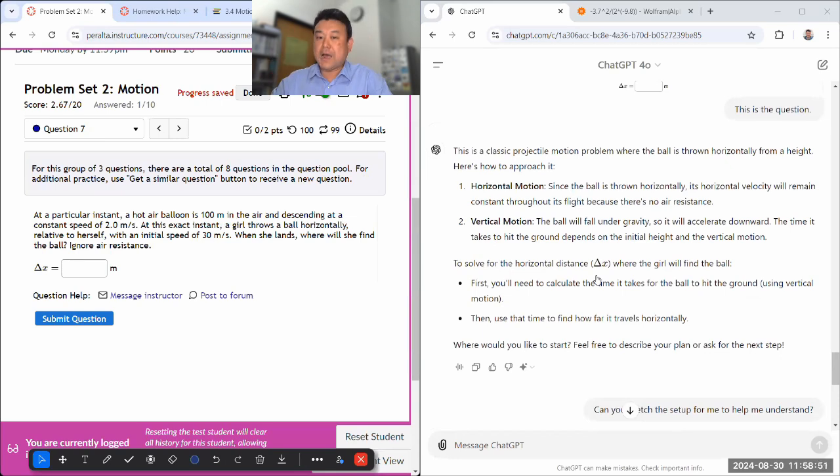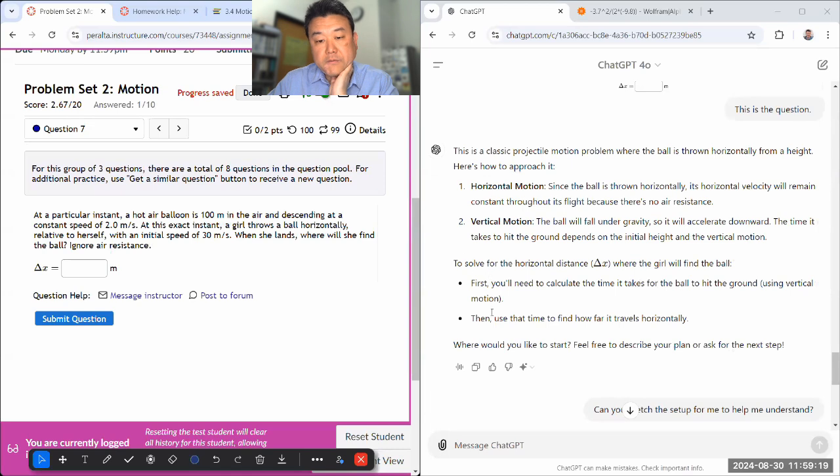So continuing with how to use ChatGPT as a tutor. So it's given you these steps. Since the ball is thrown horizontally, I went through that. The ball will fall under gravity, it'll accelerate downward. Vertical motion. So first you'll need to calculate the time it takes for the ball to hit the ground.